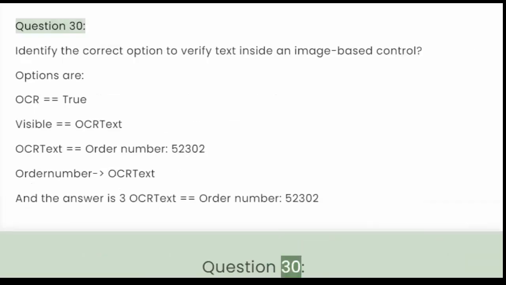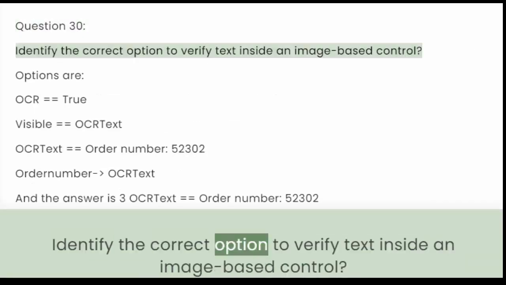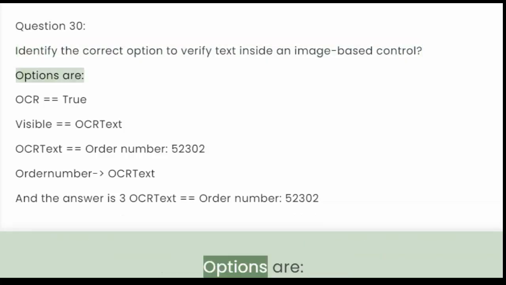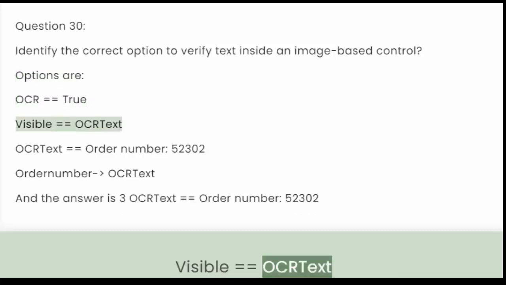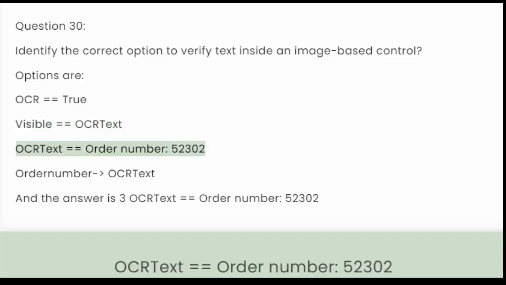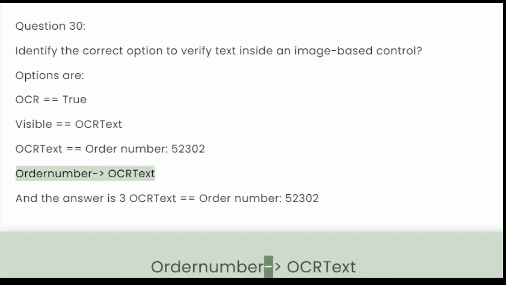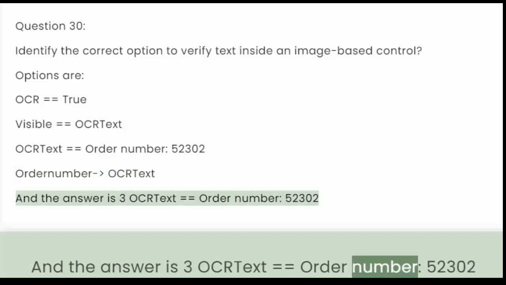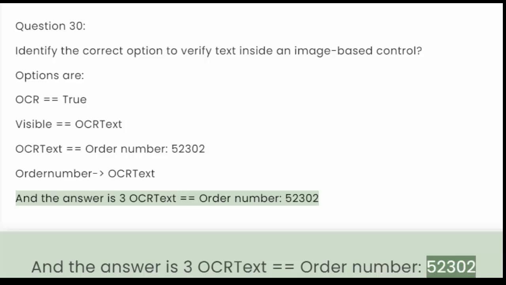Question 30. Identify the correct option to verify text inside an image-based control. Options are: OCR == true, visible == OCR text, OCR text == order number 52302, order number - OCR text. And the answer is 3, OCR text == order number 52302.